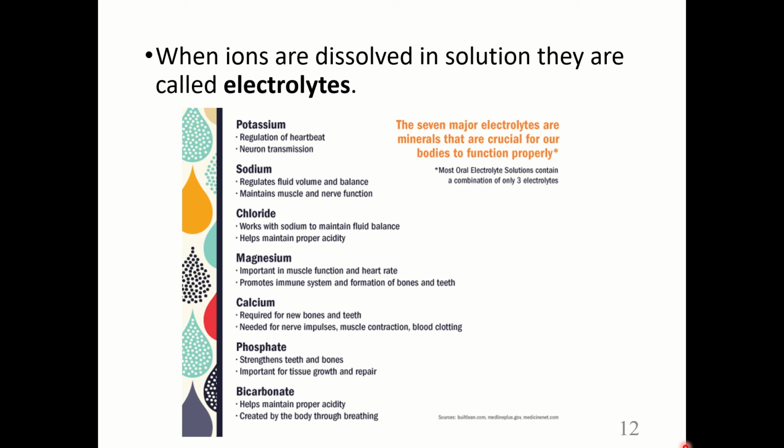Magnesium, I believe, is a cation and is important in muscle function and heart rate. It also promotes the immune system function and the formation of bones and teeth. Calcium is also a cation, and it is required for new bones and teeth to form. We'll talk about that in the skeleton system. It is also needed for nerve impulses, muscle contraction, and blood clotting.